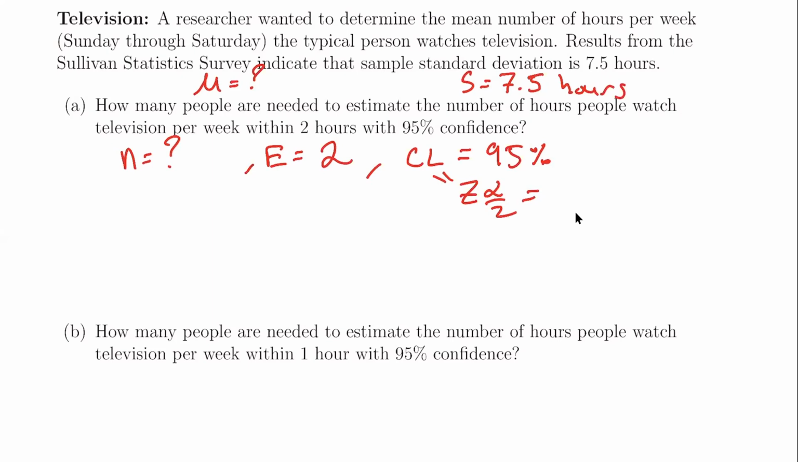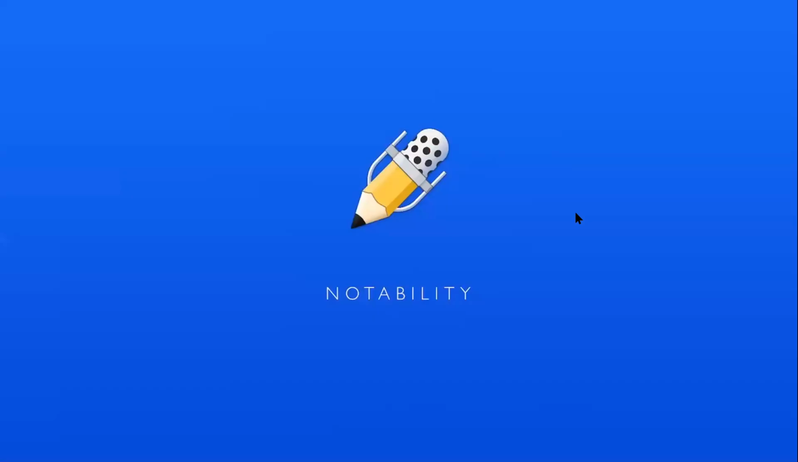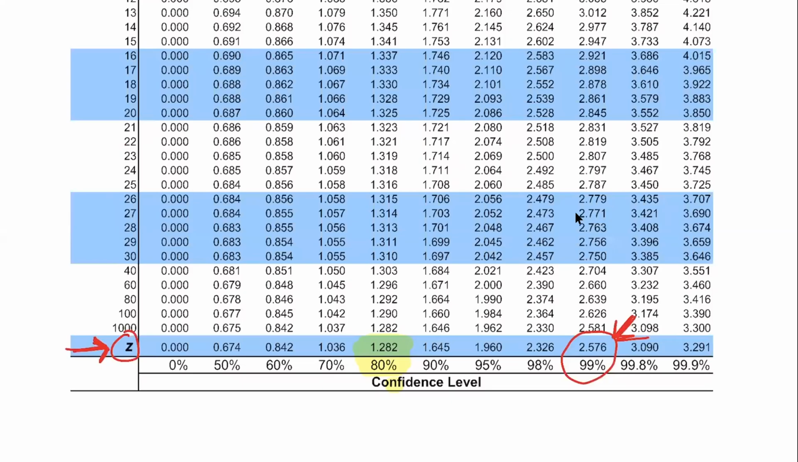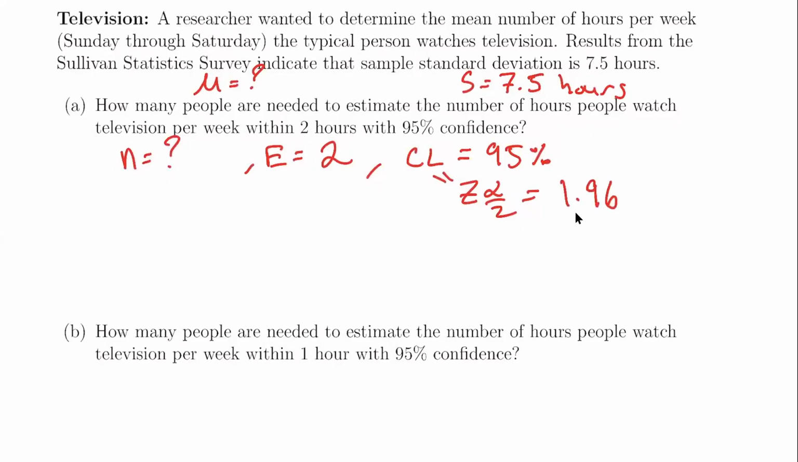I'm going to go ahead and find the z value. For a 95% confidence level, if I go over here, 95% is right over here. If we have a 95% confidence level, my z value is 1.96. So 1.96. Everybody got z alpha divided by 2 is equal to 1.96.